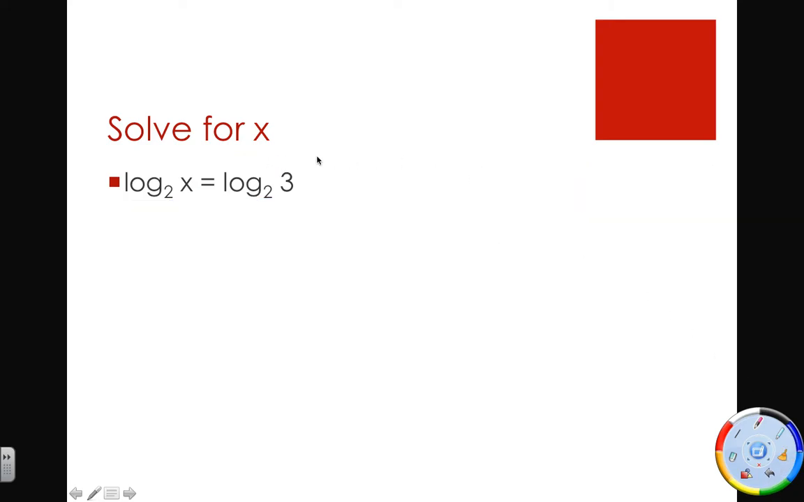However, there comes a problem if I was to say log base 2 of x is equal to log base 3 of 7.